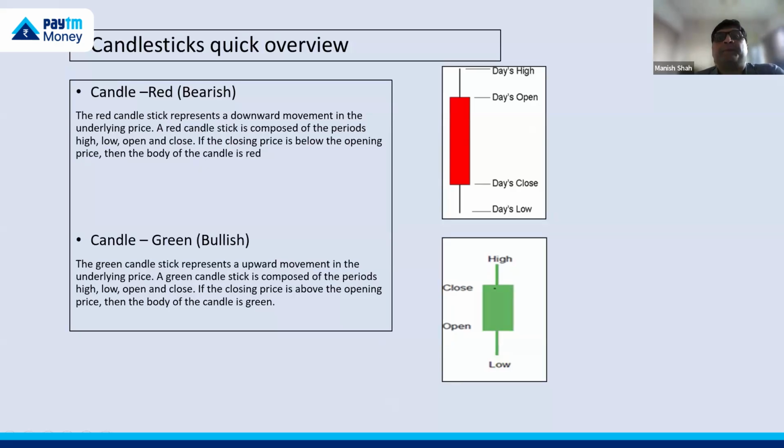I hope you can see the PPT, right? Yes, Manish, we can see the PPT. Okay, fine.